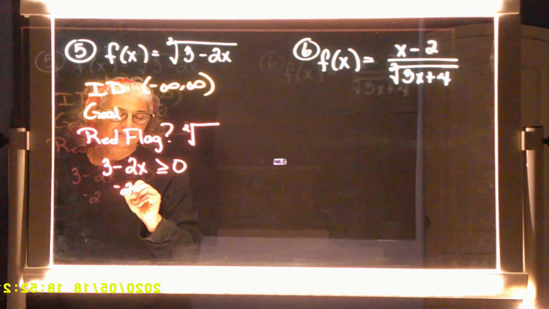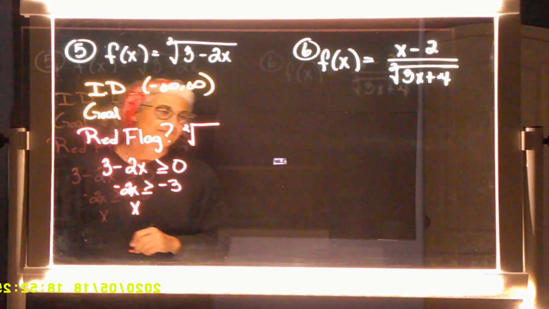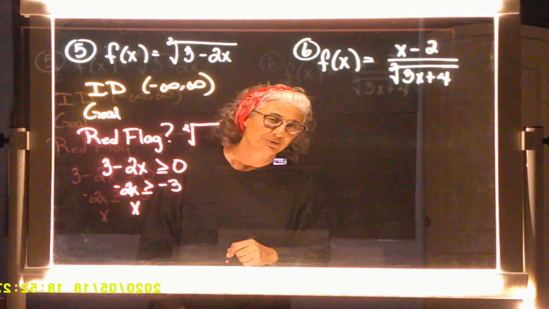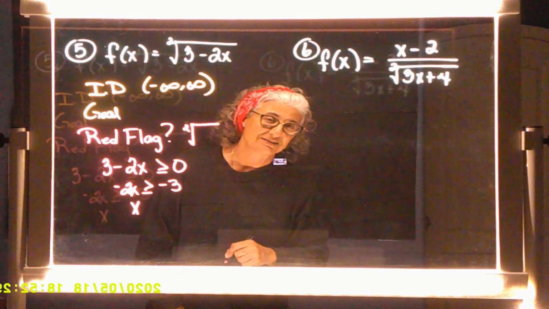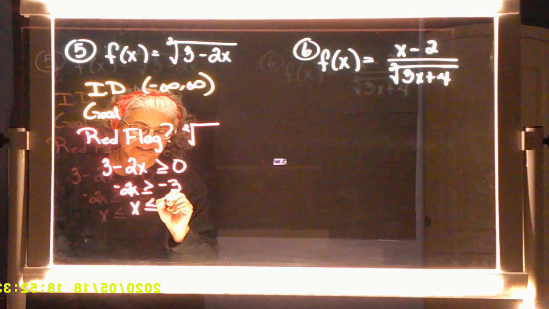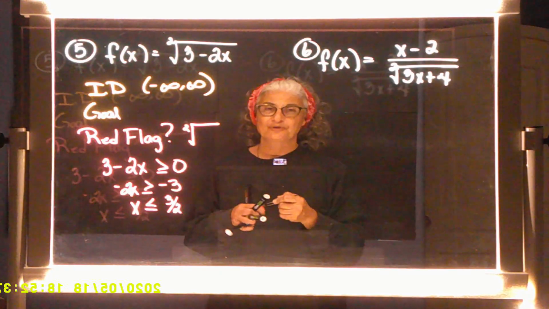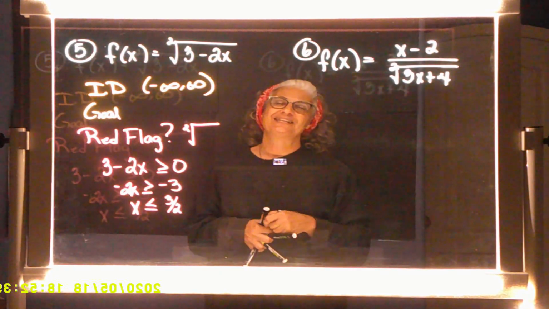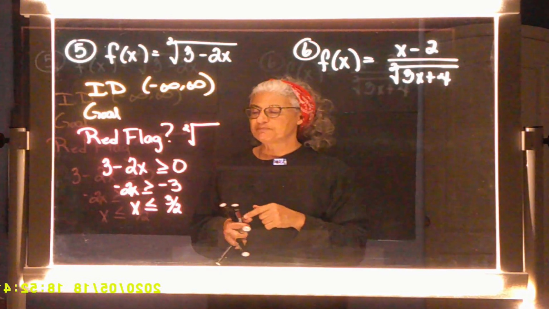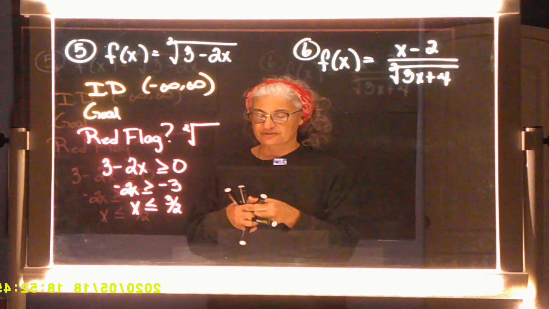So move the 3 onto the other side. Divide by a negative, and when you divide by a negative, what happens to the inequality sign? Yep, it flips on you. Isn't that just lovely? Make sense? Now I know some of you are going, why does it flip? Hang in there. I'll get to that in a moment. All right? Okay.